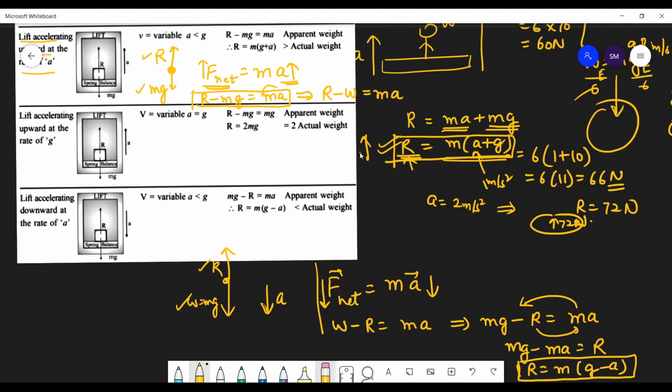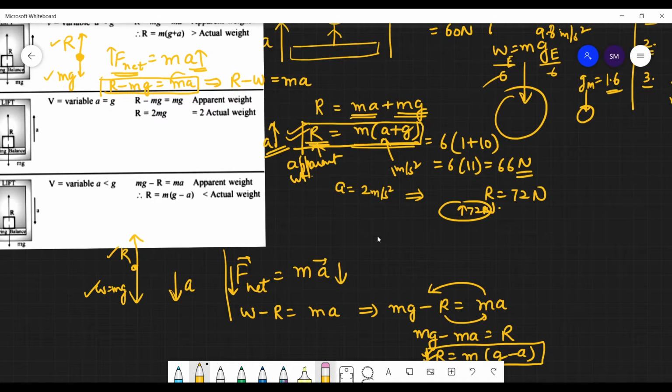If the lift is moving upward with acceleration A, then the apparent weight will be M into A plus G. And if the lift is moving downward with acceleration A, then your apparent weight will be M into G minus A. Is this clear? Yes, sir.